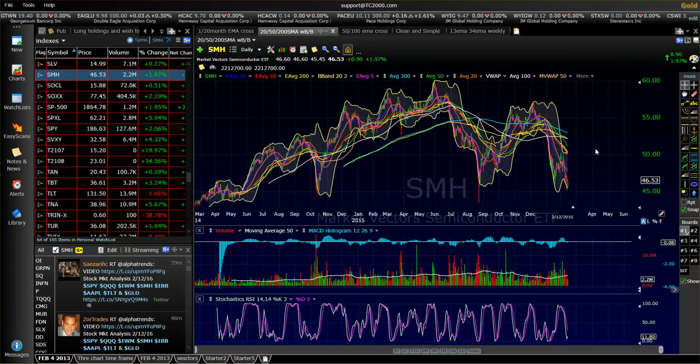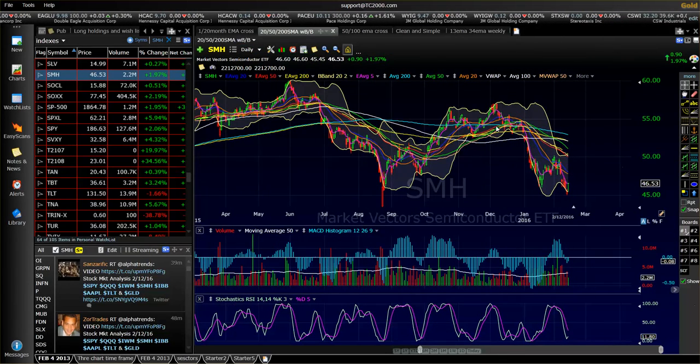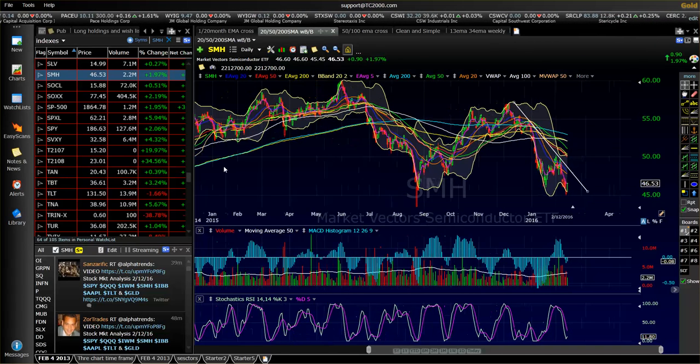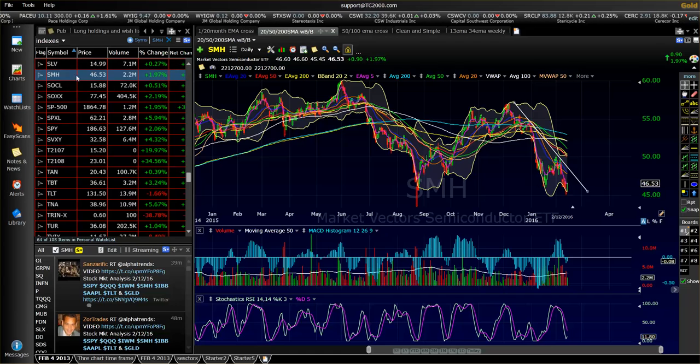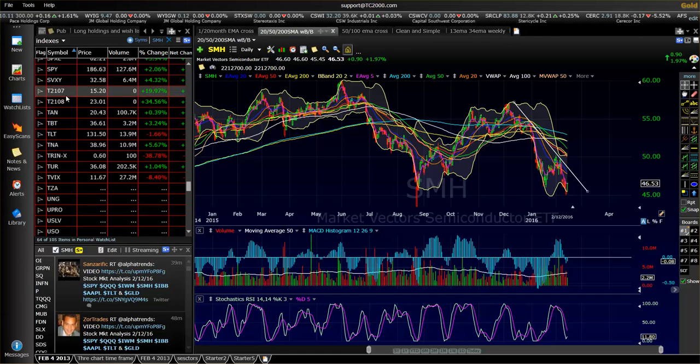Here we are on the daily. We are clearly in a short-term downtrend. And trend lines act as resistance. We're in a short-term downtrend in the SMH.